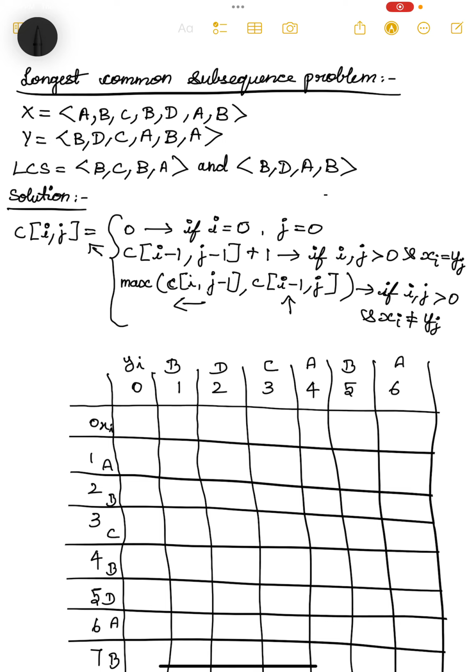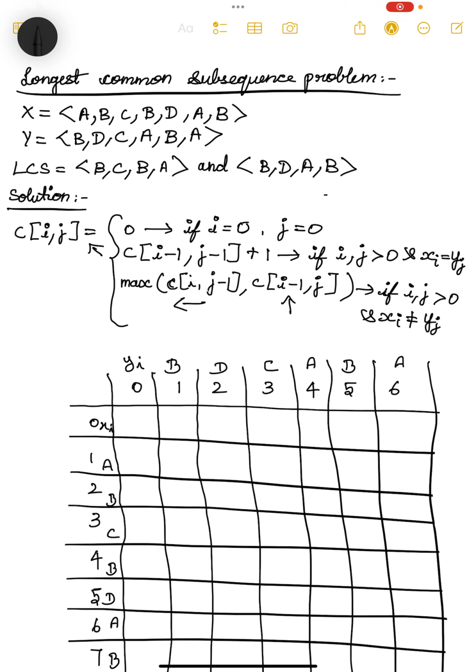Here we have taken two sequences. X contains the elements A, B, C, B, D, A and B. Y contains the elements B, D, C, A, B and A. The common subsequences available in both the given sequences are BC, BA and BD, AB. These two are the longest common subsequences available in the given two sequences. These two are the solutions for this problem.